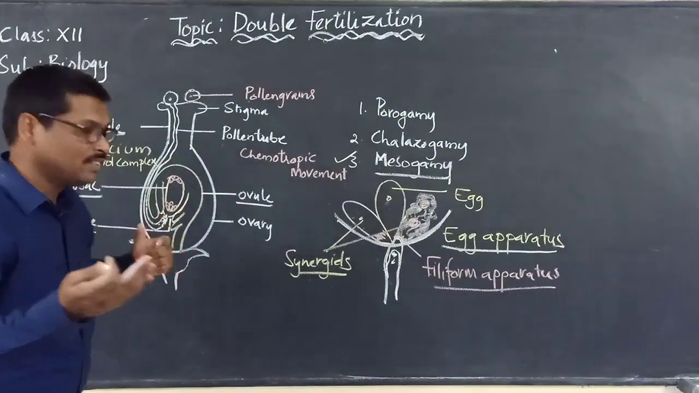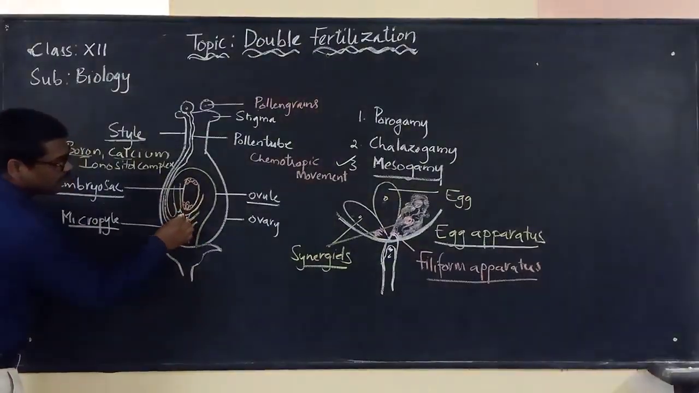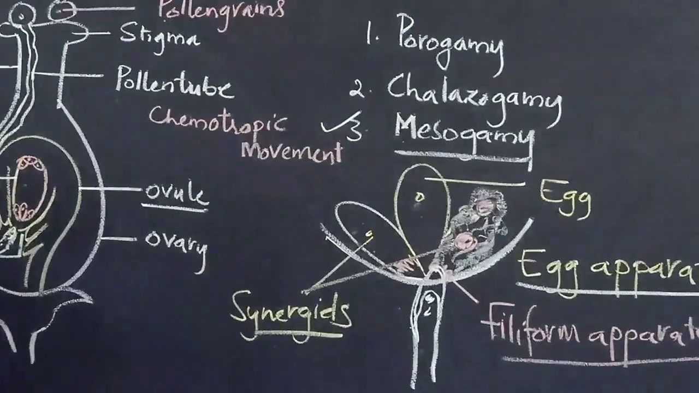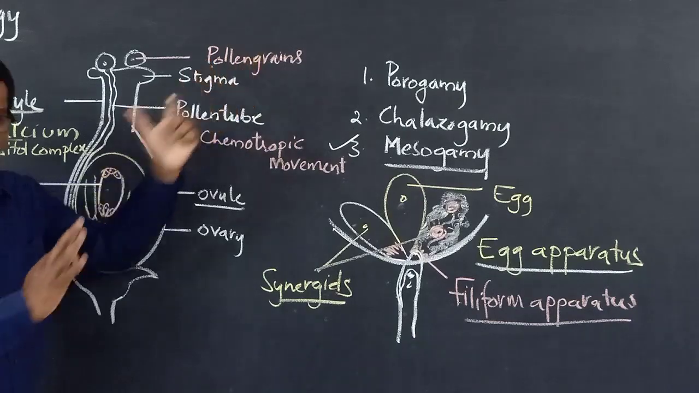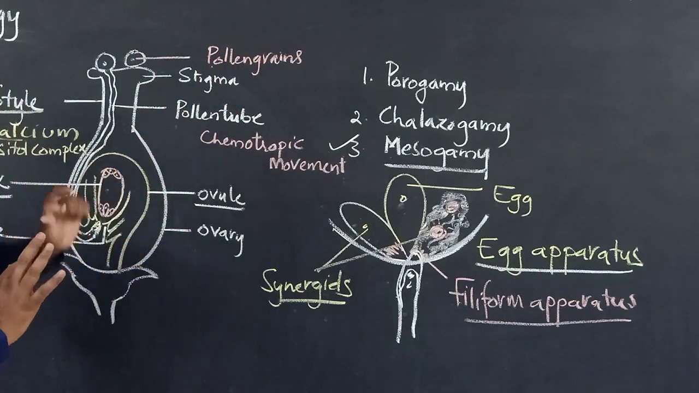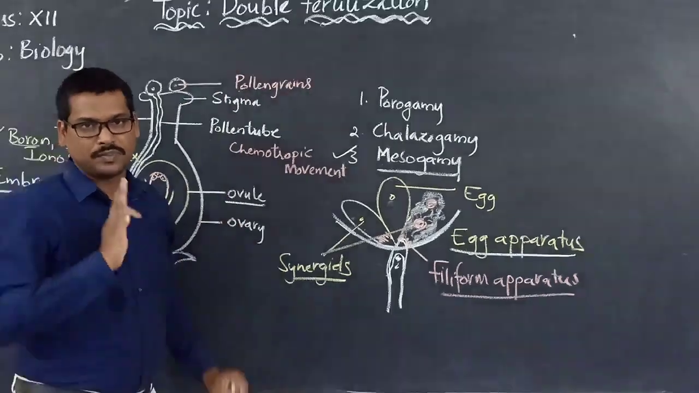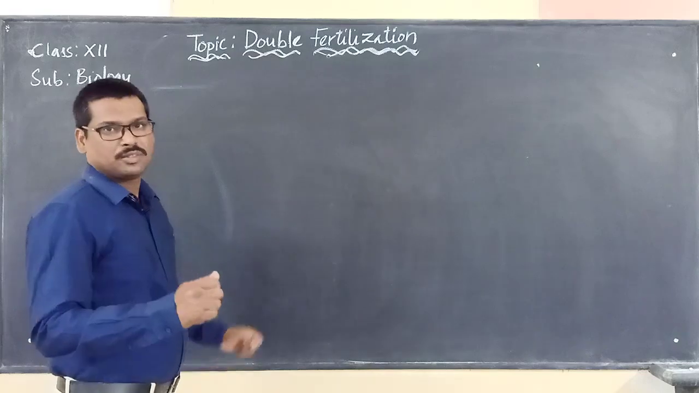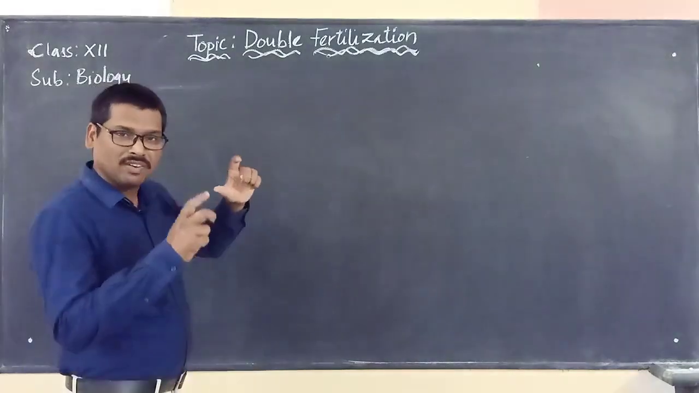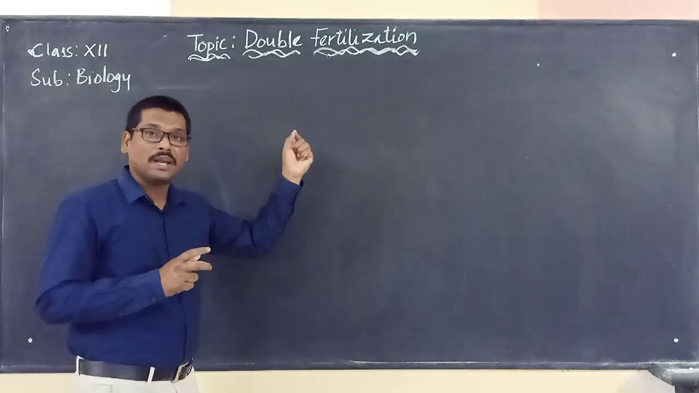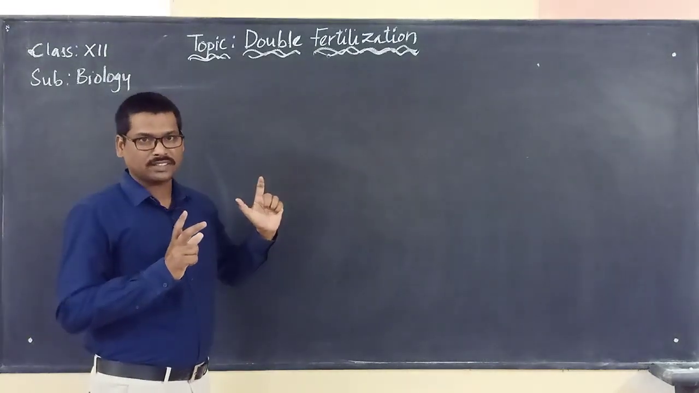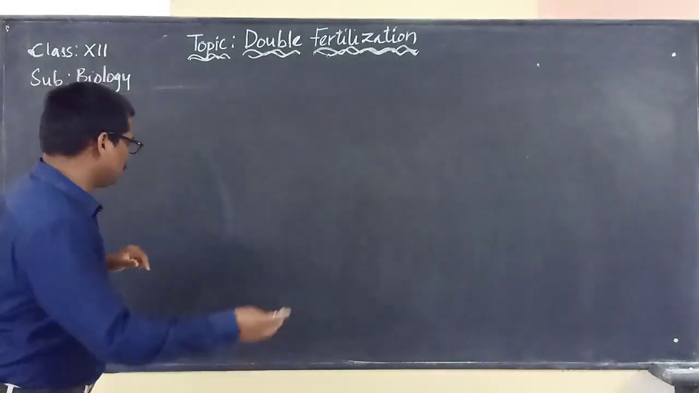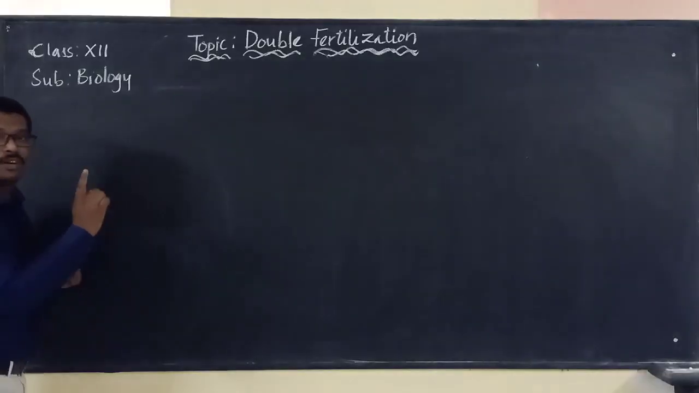Now we are going to discuss what is happening right after the pollen tube reaches the micropyle region of the ovule. So now we are going to discuss how double fertilization takes place. We should keep these points in mind, keeping in mind what happens during pollen pistil interaction. Double fertilization is a very, very important topic. So here we have to remember the structure of an ovule.